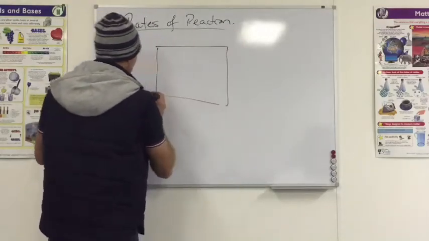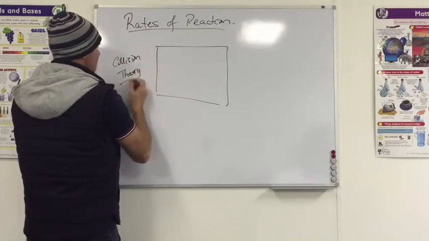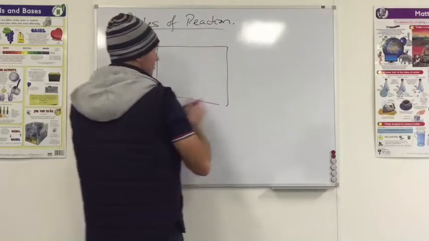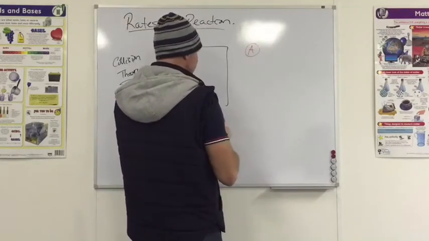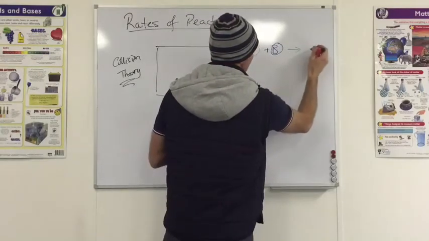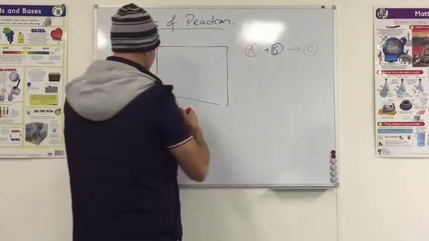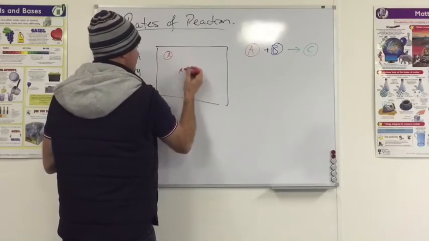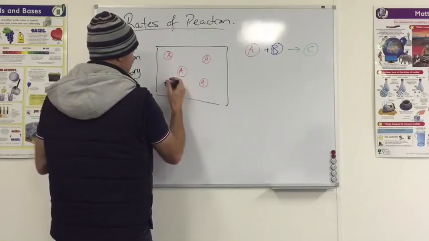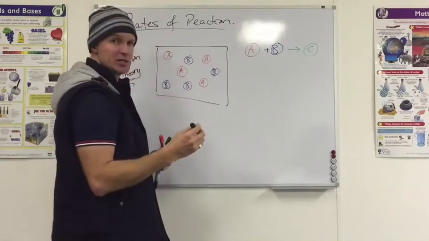Collision theory is nothing to do with momentum. That is a whole other story altogether. It's about atoms and molecules colliding with each other, bumping into each other. So let's take a hypothetical reaction where A reacts with B to produce C. So it could be hydrogen plus oxygen gives you water, or hydrogen plus chlorine gives you hydrogen chloride, or something along those lines. And we've got a container with our A's and B's bouncing around inside here. And in order for A to react with B, they have to actually meet.